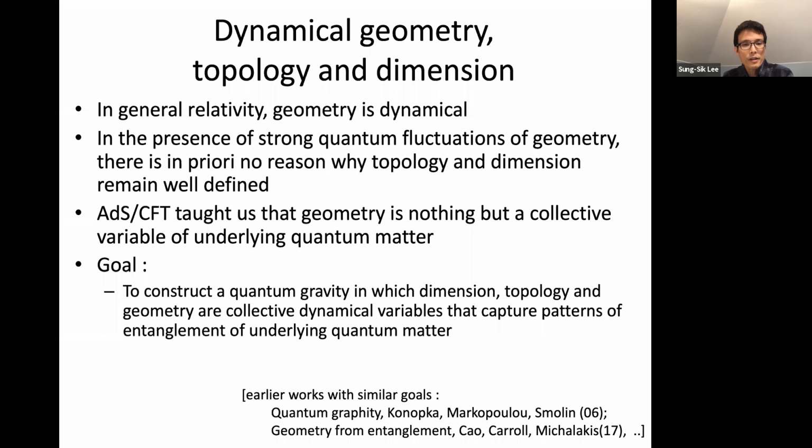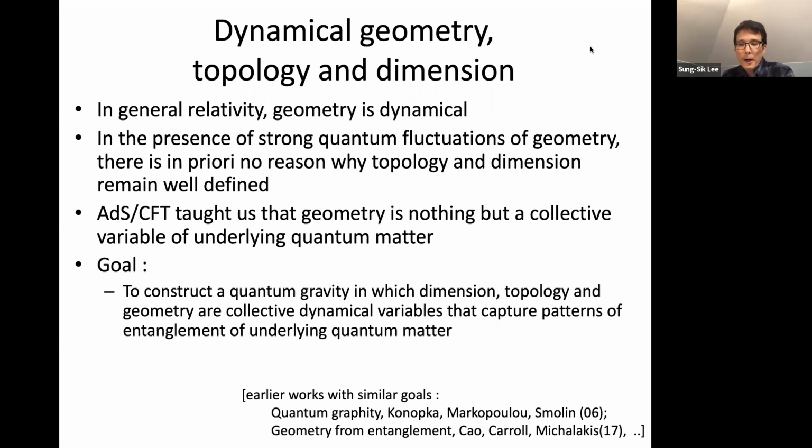In trying to construct such a theory, we also take the lesson that we learned from AdS/CFT, where geometry is nothing but some collective variable of underlying quantum matter. So here, the goal of today's talk is to construct a concrete model of quantum gravity where its dimension, topology, and geometry are all collective variables that capture some pattern of entanglement underlying quantum matter. So that is the motivation and the goal.